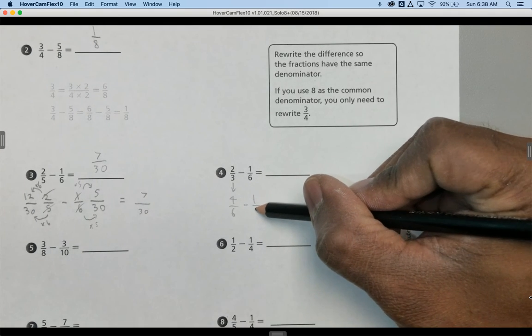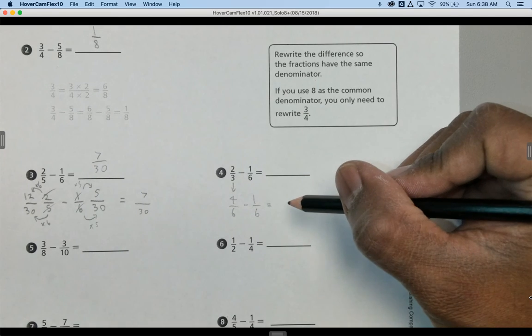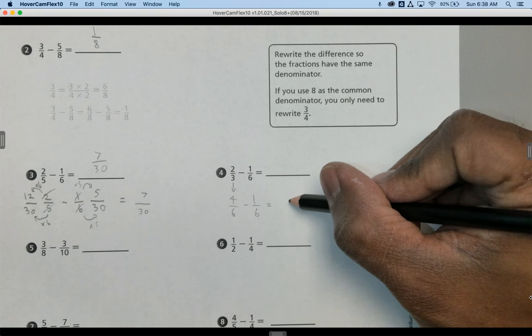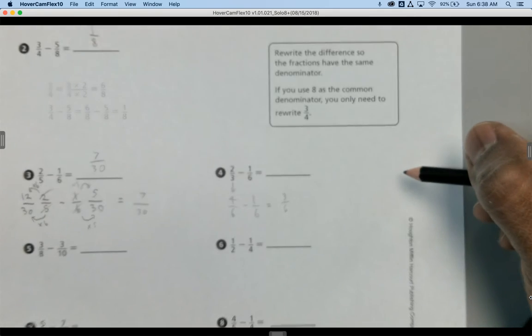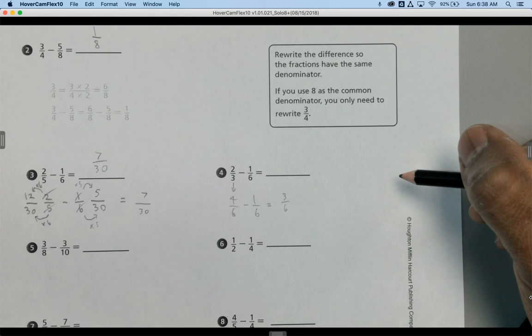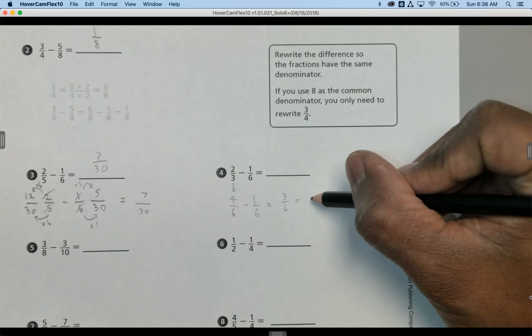We already said the 1/6 will remain unchanged because that has the common denominator that we wanted for this problem. We get an answer of 3/6, but notice that 3/6 can be simplified by dividing the top and bottom by 3. We can show a final answer of 1/2.